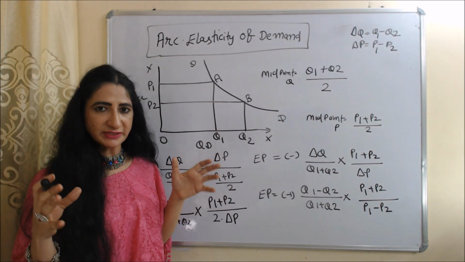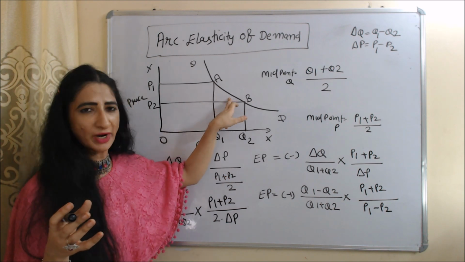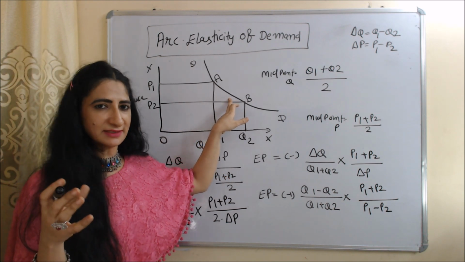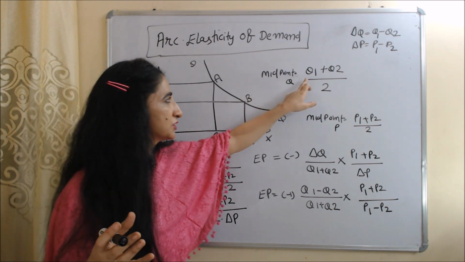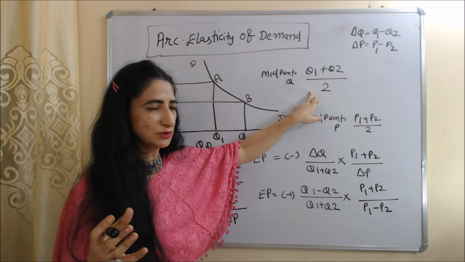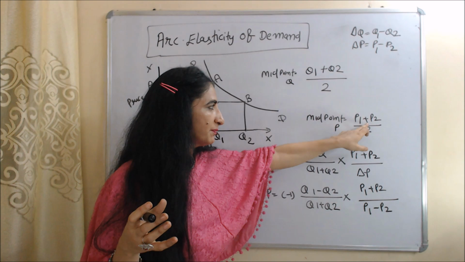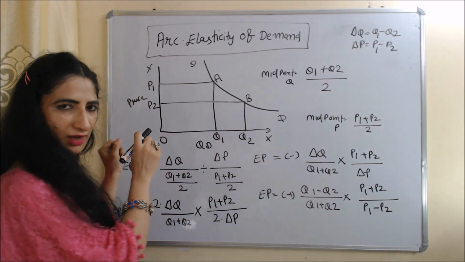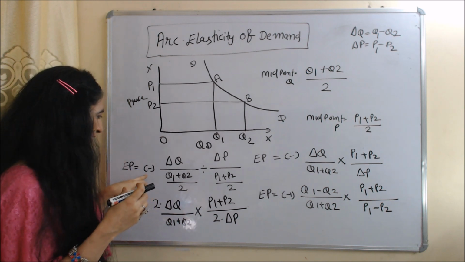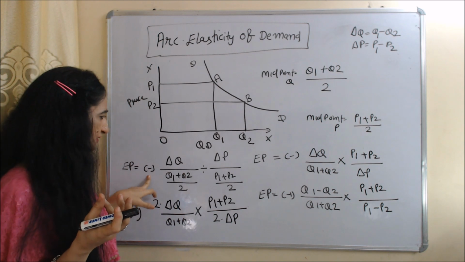But now the question is how we will measure price elasticity of demand between these 2 points. We can measure by taking the midpoint. The formula of the midpoint of Q is Q1 plus Q2 divided by 2, and the formula of the midpoint of P is P1 plus P2 divided by 2. Now we will derive the formula of this method. Here we have a minus sign because there is a negative relation between demand and price.